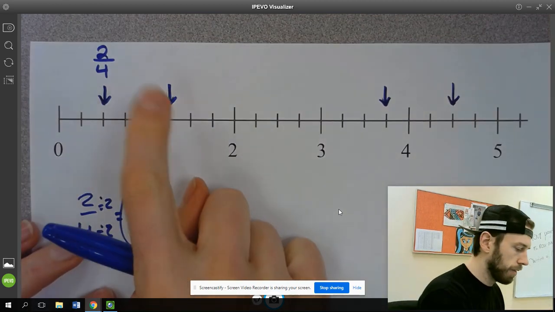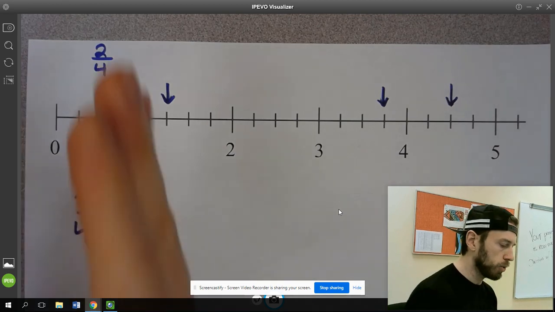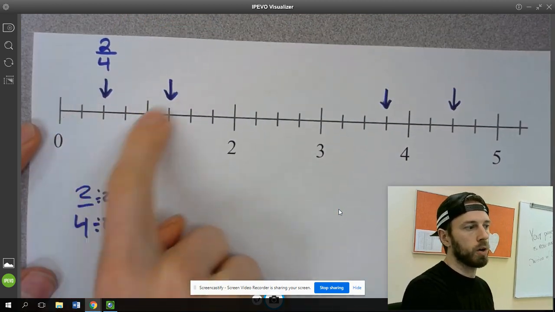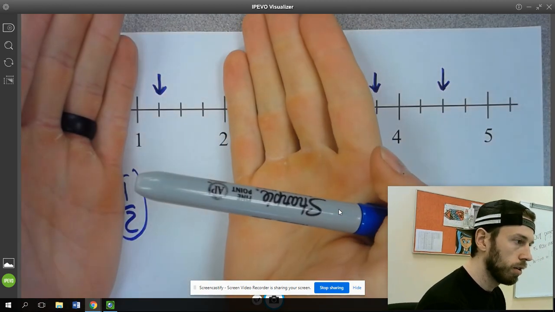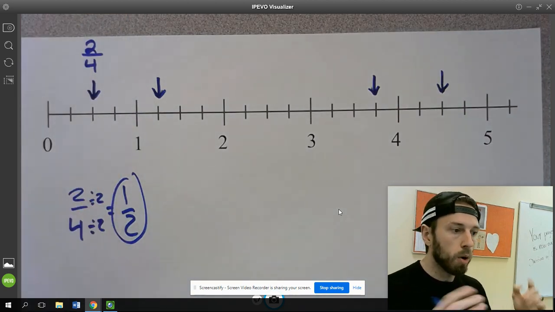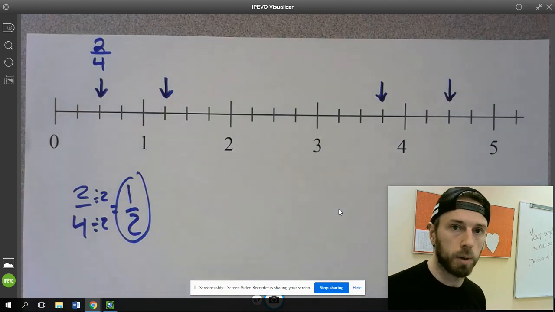Let's see about this one right here. This one's a little different because it's not between 0 and 1. It's not just a regular fraction. It's after 1, so it's going to be 1 whole and then a little bit more. But remember, these are cut into fourths. It's still cut into fourths. And most number lines, if they are cut in, will be consistent all the way through all the numbers.